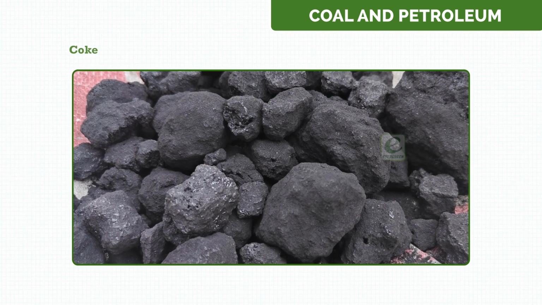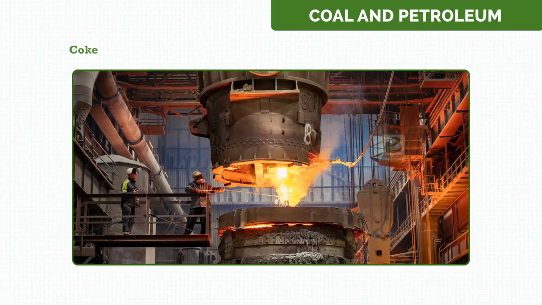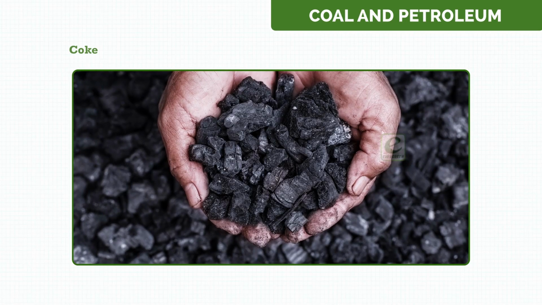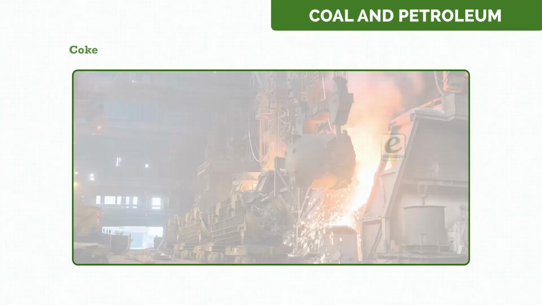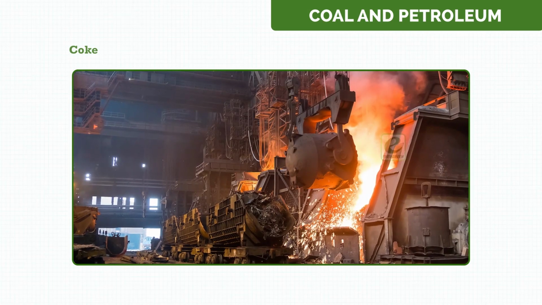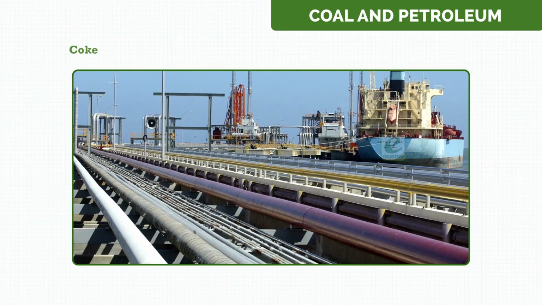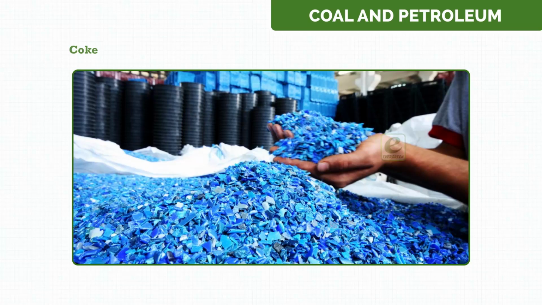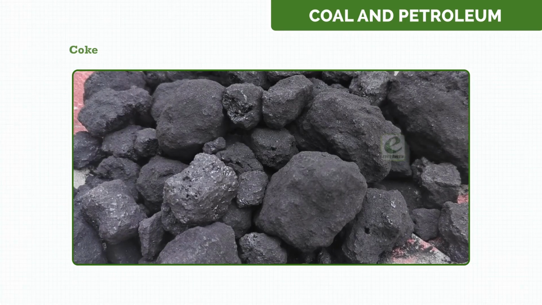Coke. It is a clean, light fuel produced when coal is strongly heated in an airtight oven. It contains more than 90% carbon and is porous and black in appearance. It is used in the iron and steel industries. Being more valuable during extraction, it is seldom used as a fuel. Plastics are prepared from calcium carbonate, which in turn is prepared from coke.